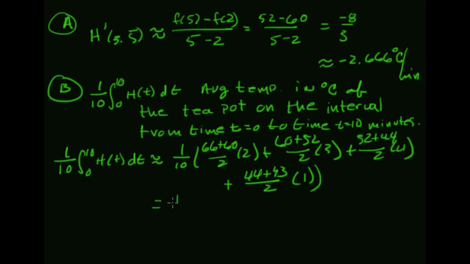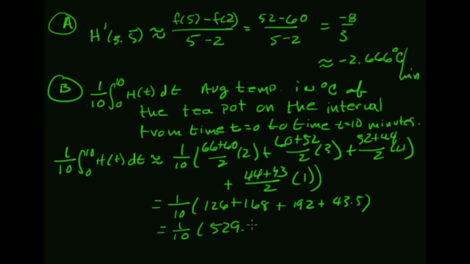When you simplify this, you're going to get 1 over 10 times 126, 168, 192, and 43 and a half, which is 1 over 10 times 529.5, which is 52.95 degrees Celsius. That is the average temperature in Celsius of the teapot from time 0 to time 10. It's an estimate using a trapezoidal rule, Riemann sum. Alright, so let's look at part C.